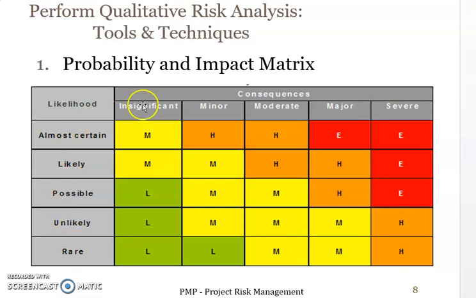So like that, here: insignificant, minor, moderate, major, severe. These are the consequences. If it happens and is almost certain, if it is certain, if happening, it's a sure thing, then next we are checking insignificant, whether it is insignificant or not. So that is medium. Minor, it is high.